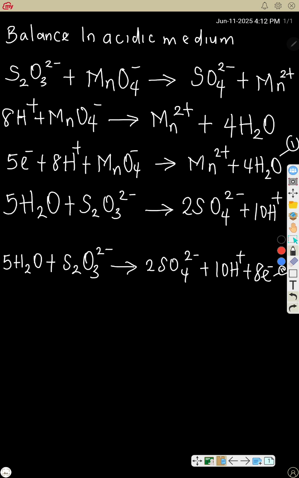So calculate the charge. What's the total charge here? -2. What's the total charge here? +10 minus 8. That's 2. Then 2 minus 4, because this is 2 times -2, minus 4. So 2 minus 4 will give -2. So the charges are balanced.